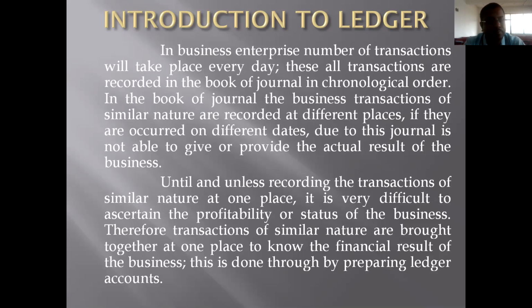We'll take one more example. Company has sold goods n number of times, but in the book of journal, all sales will not appear at one place. Company has purchased raw materials n number of times, but all purchases will not appear at one place, because in the book of journal, we record transactions in chronological order. For example, we purchased raw material on 1st of January and later on 10th of January. In between, certain transactions have taken place. That is the reason we were not able to record all purchases at one place.